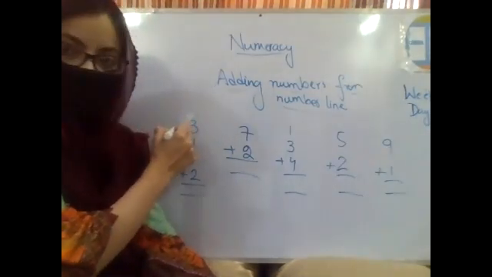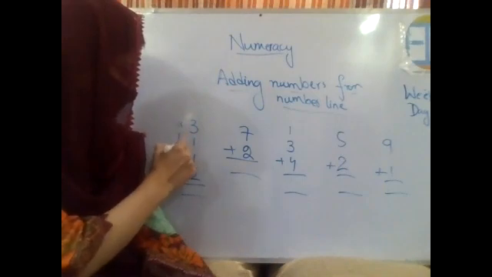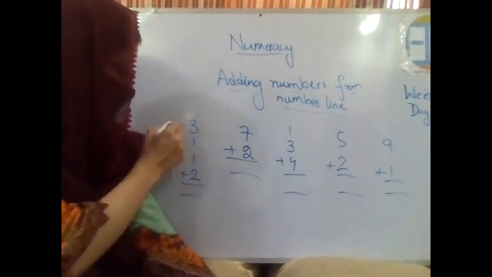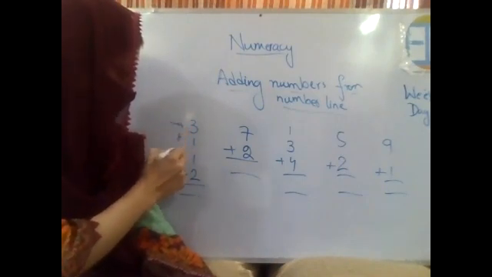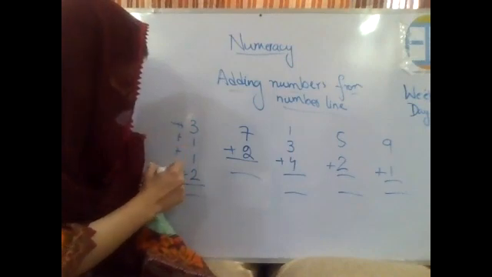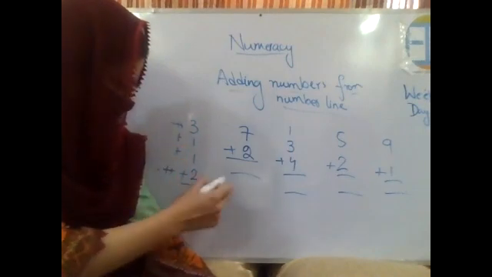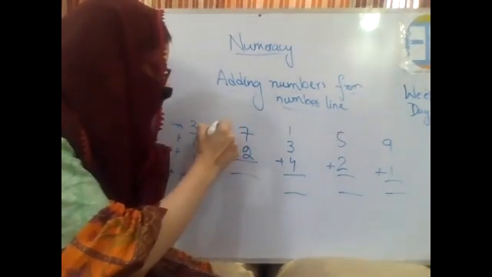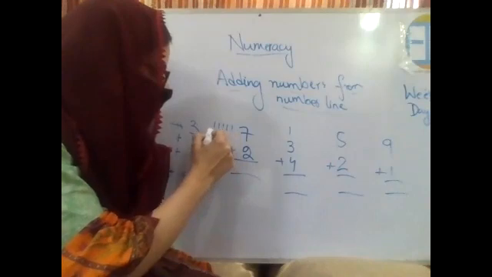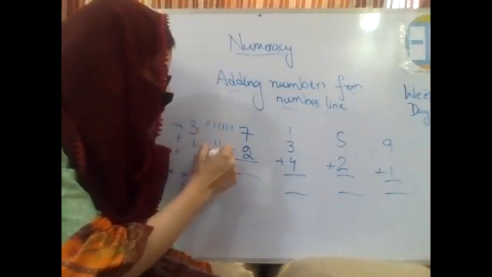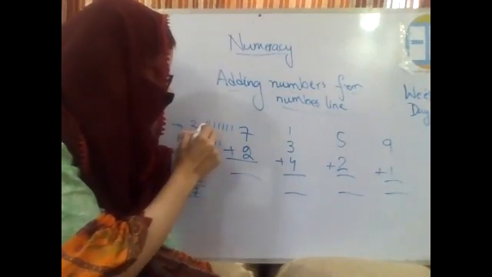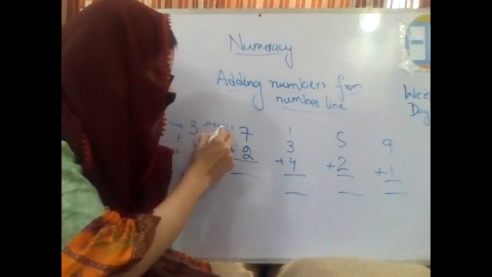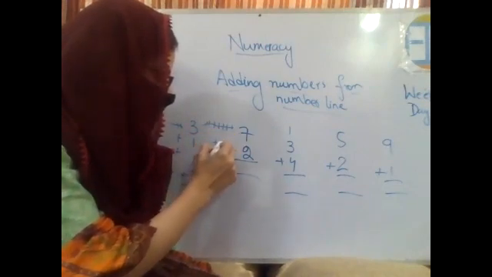We will be drawing three lines over here, then one, and then two. Now let's start counting. One, two, three, four, five, six, and seven. So the answer is seven. Got it? Let's do this one together. Seven and two. Let's start counting. One, two, three, four, five, six, seven, eight, nine.